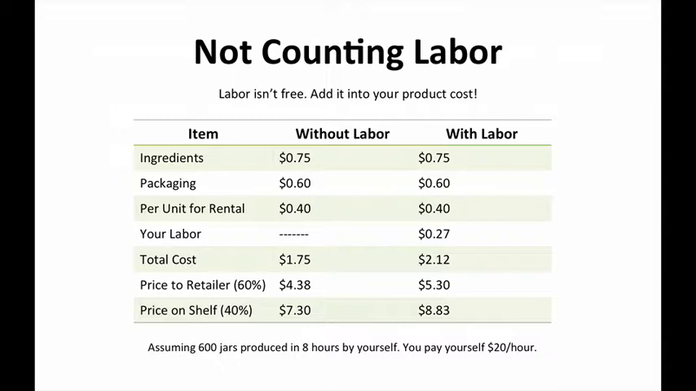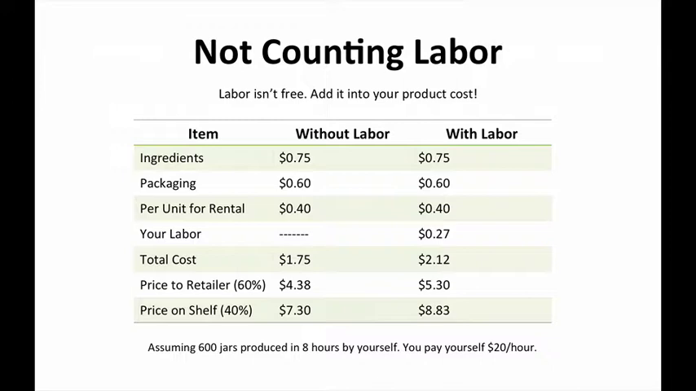So here's an example that I set out without the labor. You've got the same ingredient cost, you've got the same packaging cost, you have your per unit cost for rental, and then you have a total cost without labor on the left of $1.75. If you price that into a retailer and then the price on the shelf, this is assuming you're just getting started, your price on the shelf is $7.30.